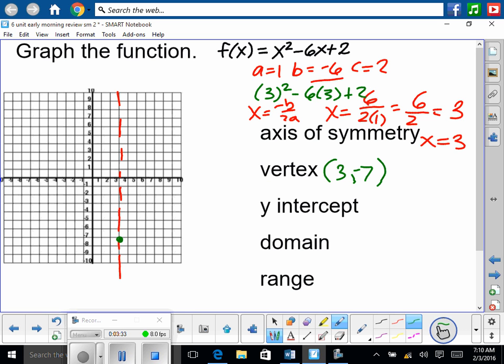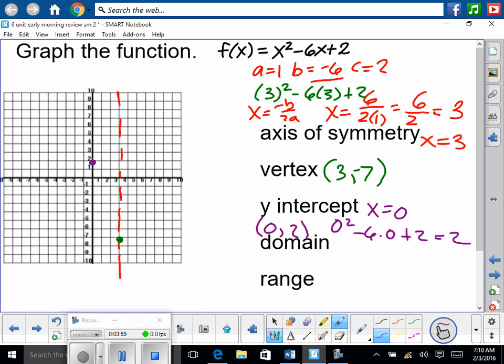And then we find the y-intercept, and that's always, algebraically, when x is equal to 0. So you plug in 0, you'll have 0 squared minus 6 times 0 plus 2, which is just 2, right? So our y-intercept is 0, comma 2. So we're going over 0, up 2. It's crossing the y-axis at 2. And then we're going to find 2 other points. I don't say to do that, but that's what you need to do.